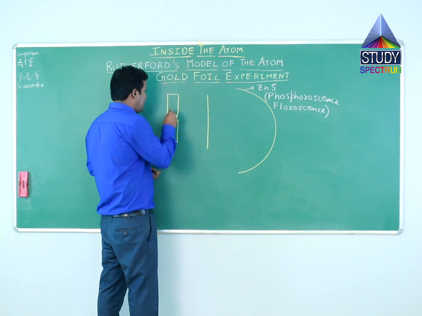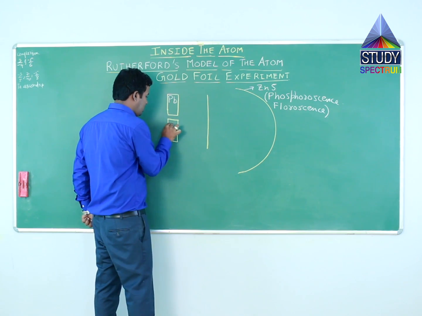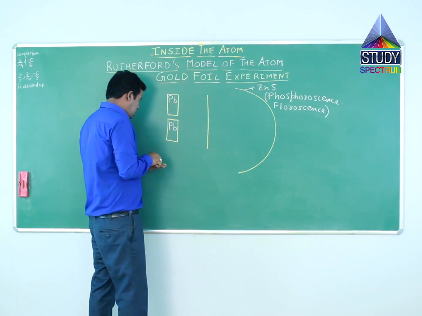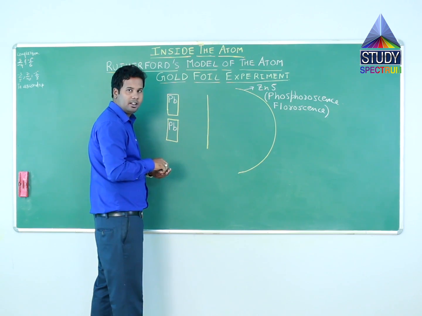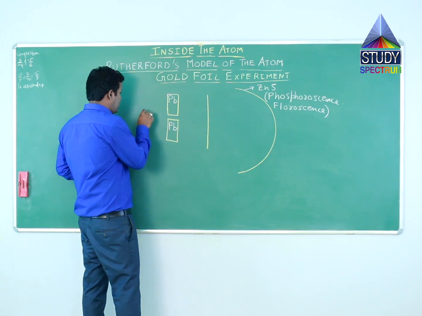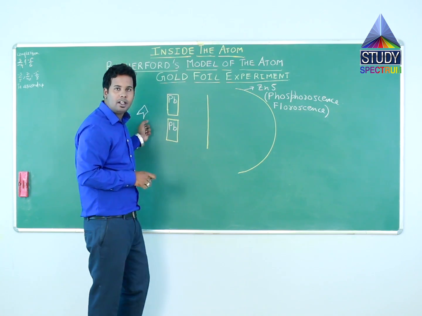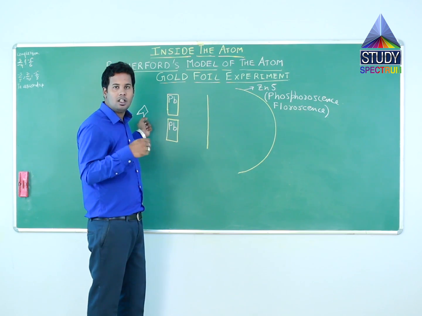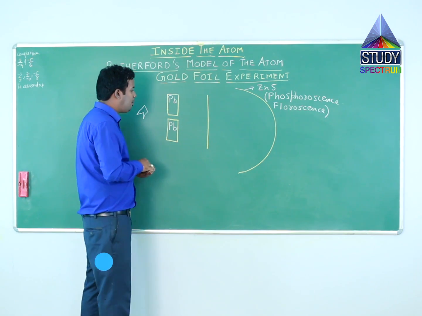These are lead bricks. The symbol of lead is Pb. And he used a radioactive element to liberate alpha particles. Alpha particles are double ionized particles. I will just draw over here. It is an alpha particle source, a radioactive element which is going to liberate alpha particles, which are double ionized helium atoms, 2He4. Now what happened?